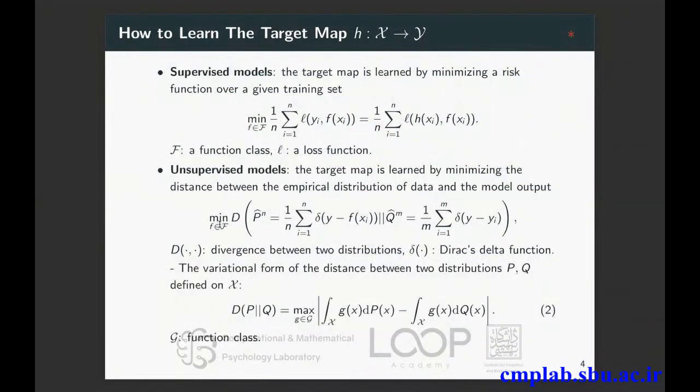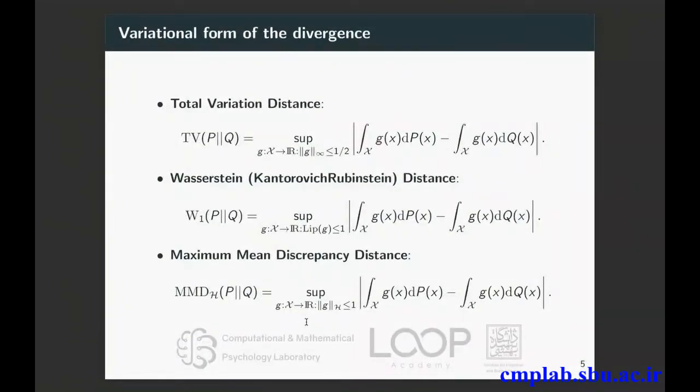I want to talk a little bit about unsupervised models. There is a nice way to reformulate this unsupervised case also in terms of some optimization. As you know, in mathematics, you can define a divergence between two distributions as an optimization over a function class. So here I have a divergence between two distributions P and Q, and I can write it down as a maximization over some function class where I apply these distributions to the function from this function class. Some examples are total variation distance, Wasserstein distance, and maximum mean discrepancy.